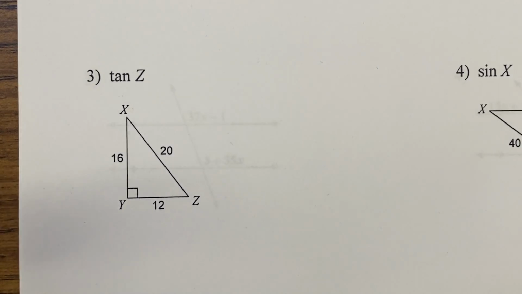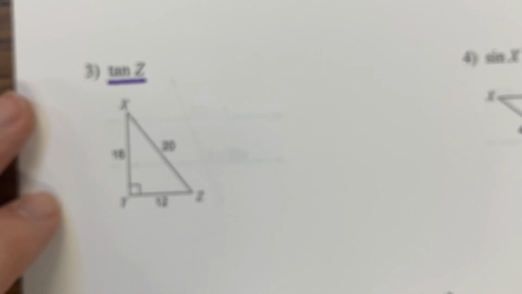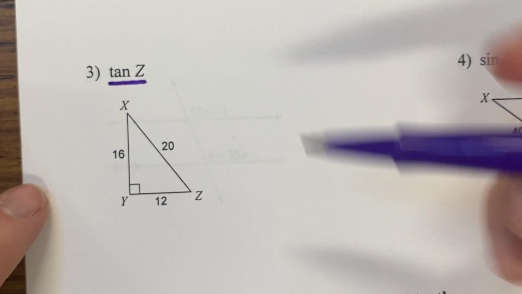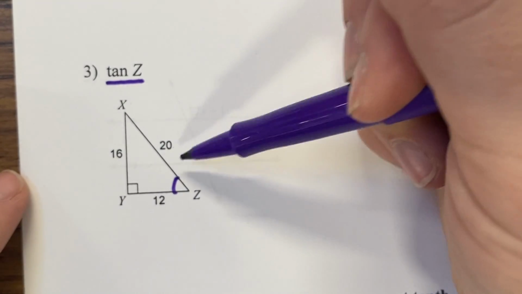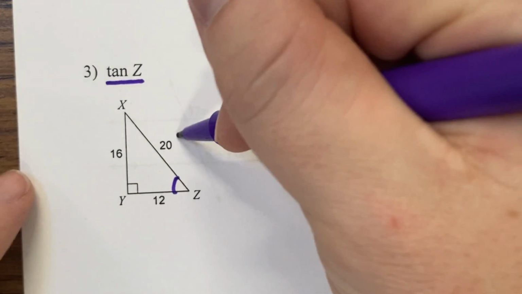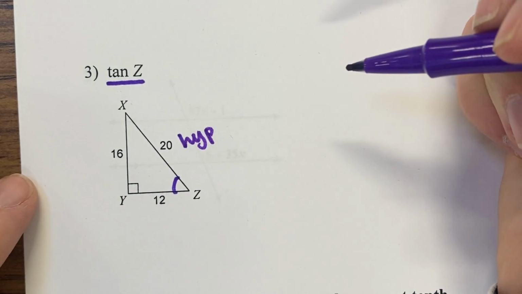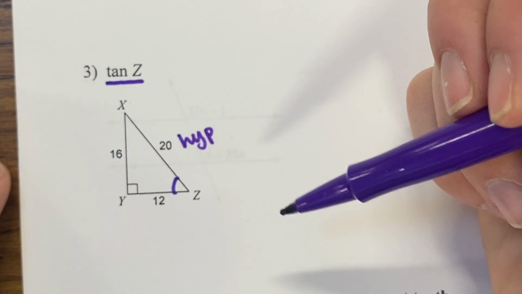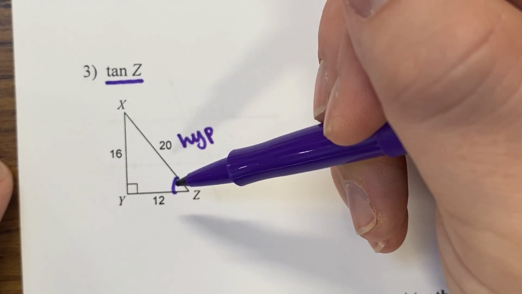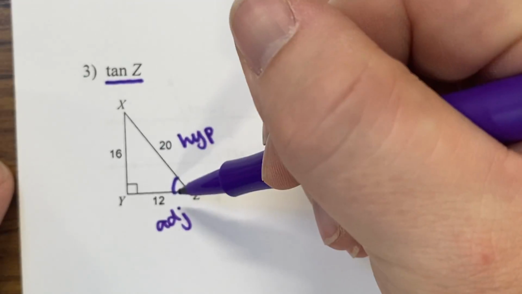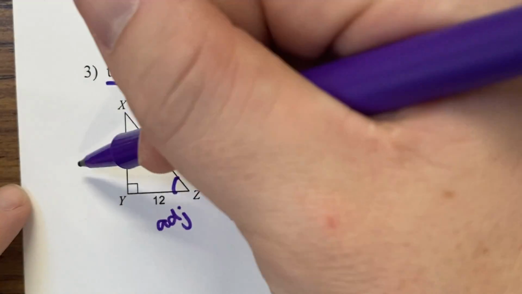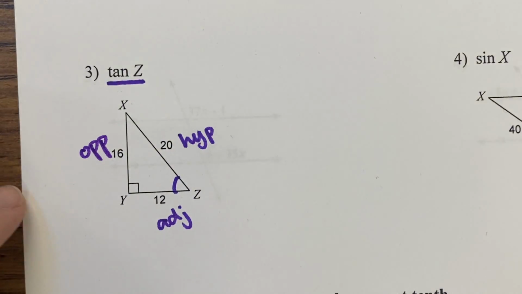Beautiful. All right, let's do that again. Number 3 is now asking for tangent of angle Z. We are standing at angle Z this time. Based on where we're standing, we can label all 3 sides. 20 is our hypotenuse, probably the easiest one to identify. It's across from our right angle. 12 is the side that's next to angle Z, so that's our adjacent side. And 16 is on the opposite side of our angle Z, so opposite.